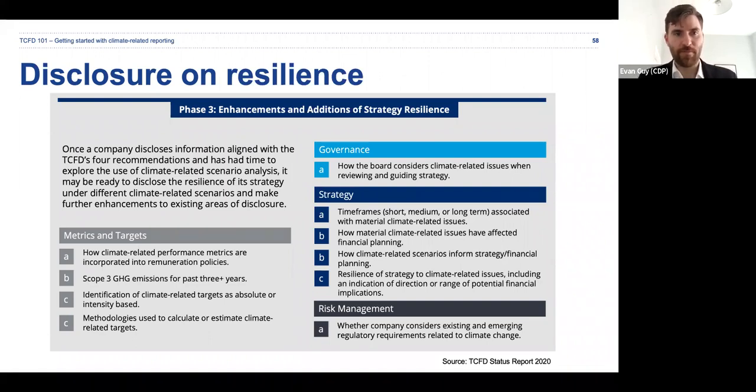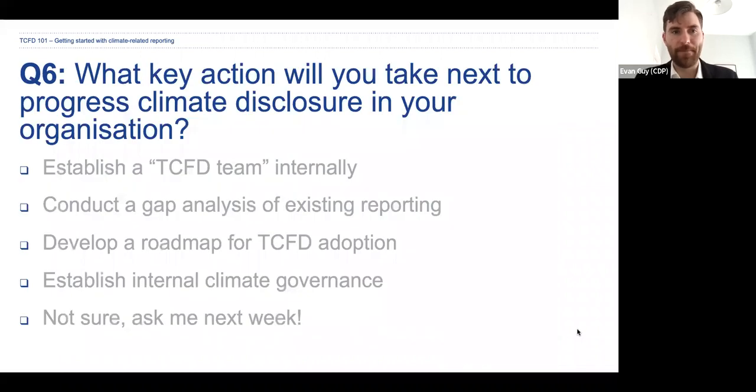Perfect. So having gone over this three-phase approach, I might just pause as a moment of reflection to see what this might look like, and think about your own organizations. The question is, what key action will you take next to progress climate disclosure in your organization? Will you establish a TCFD team internally? Will you conduct a gap analysis of existing reporting? Will you develop a roadmap for TCFD adoption? Will you establish internal governance? Maybe you're like me and you're a case study learner and want to wait until you see the 102 session to make a final decision. That's totally fine if you're in that last category, but take a moment to fill this out.